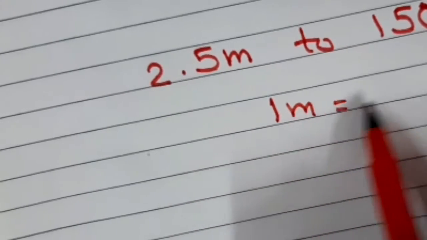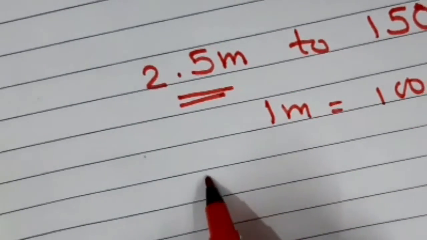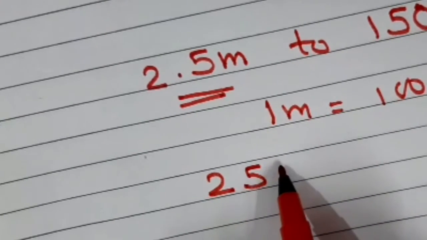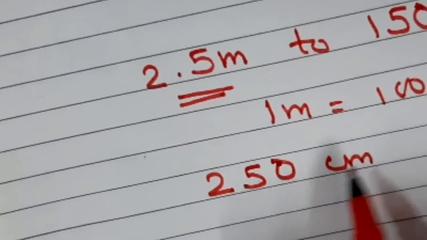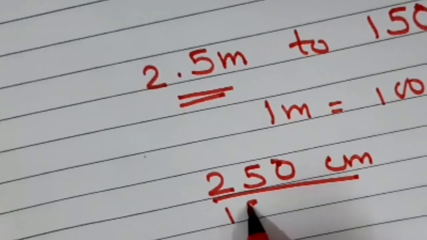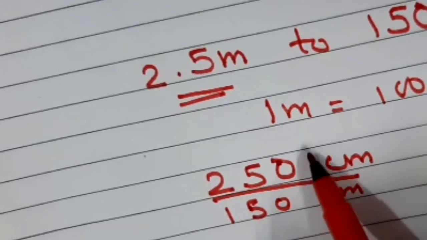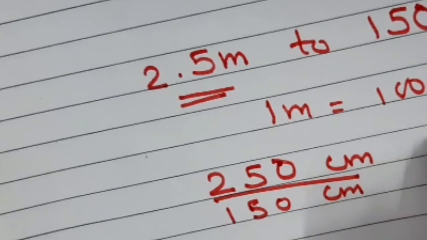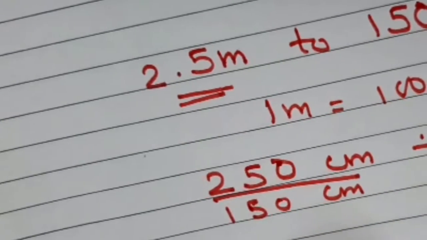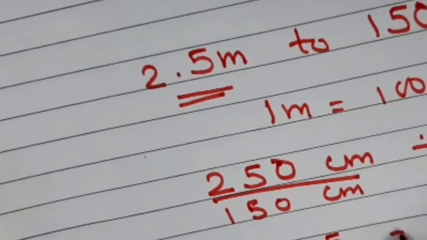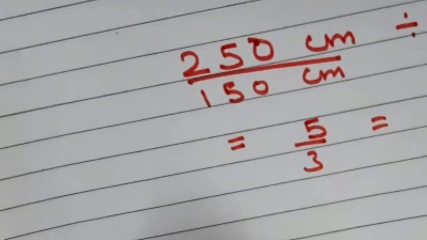Here 1 meter is equal to 100 centimeter. So I am converting this to centimeter. So I will multiply this by 100. I'll get the answer 250. So it will become 250 centimeter upon 150 centimeter. Now I'll take the HCF of these two numbers. HCF is 50. So I'll divide both the numbers by 50. So my answer is 5/3. That is 5:3.